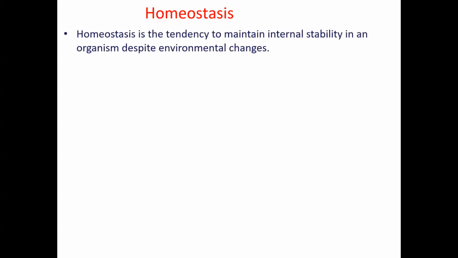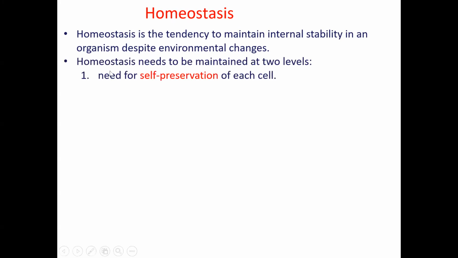To maintain a constant internal environment. And this is usually applied for the body, right? So our body is always trying to maintain homeostasis, but the same applies to our cells. Our cells are also trying to maintain a constant internal environment. Okay, so homeostasis is internal stability, whether we're talking about an organism or a cell.